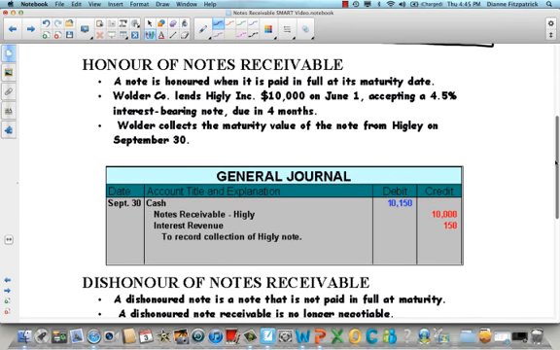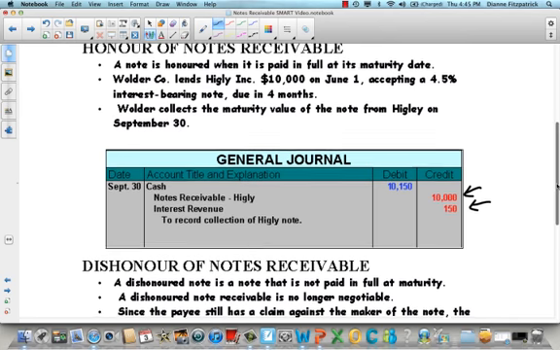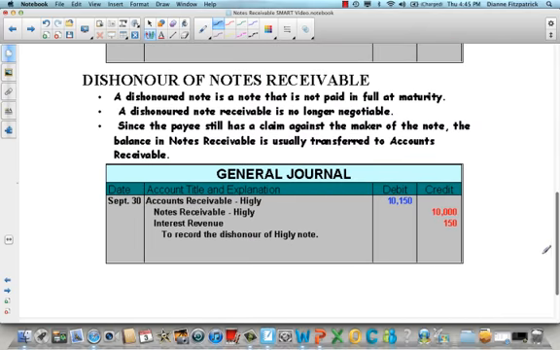And we've already talked about honoring notes receivable in the video. So real quickly then, a note is honored when it's paid in full. That's repeating what I just did a couple of minutes ago. In this particular case, there was a $10,000 note, and the interest on that note for 4 months was $150, and this note was honored. So we saw that in the video. And when they dishonored the note, we converted it back to accounts receivable, so we've already seen this already.